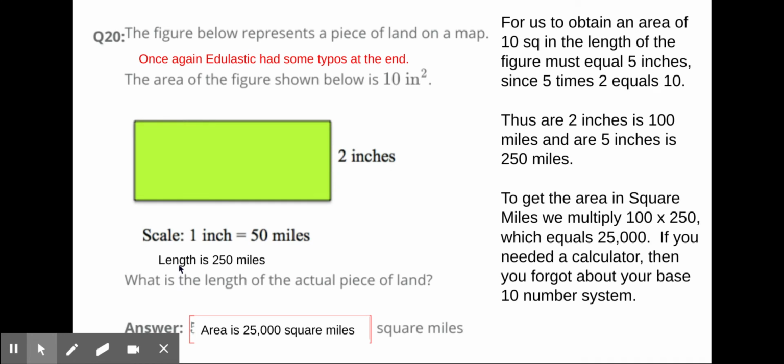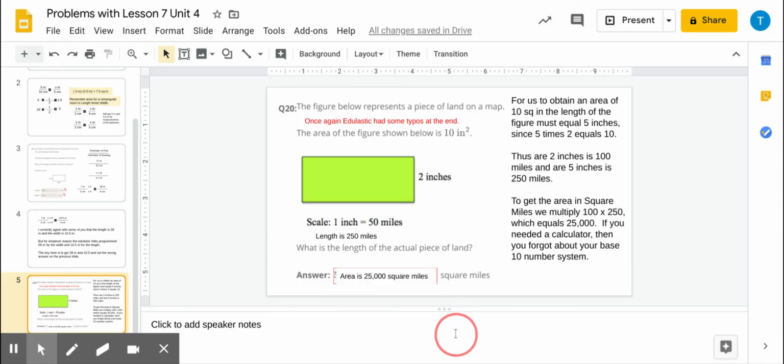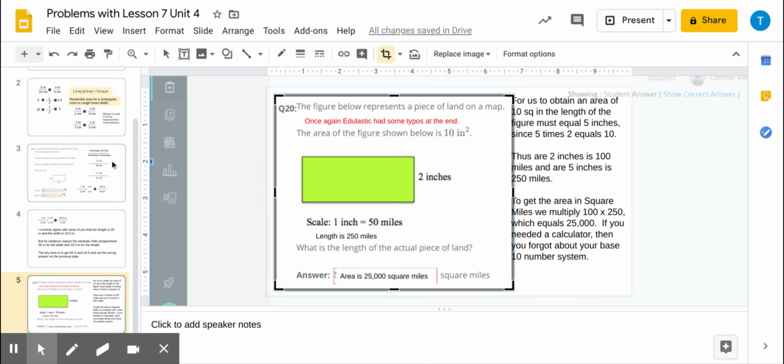All right, last one. Again, they had a typo here, a typo at the end. They said, what is the length of the actual piece of land? But then you see they say square miles. How can you have a length that's square miles? Some of you may have put 250 for the length, but 250 square miles doesn't make sense. So there's a little bit of a typo in this problem.